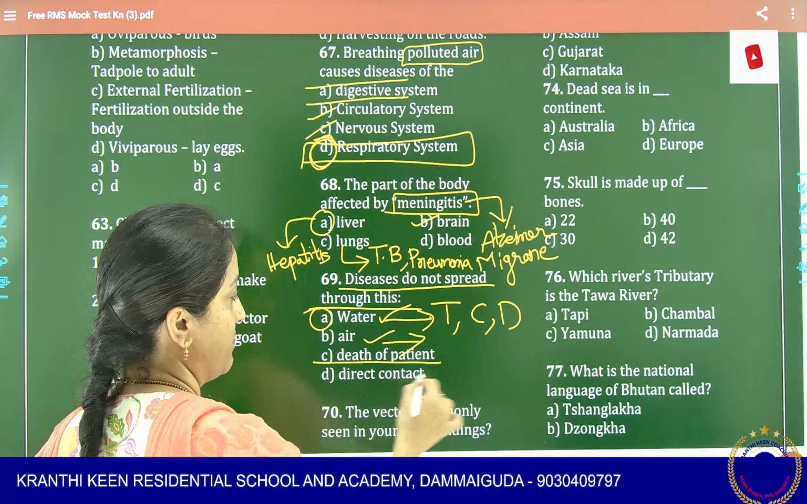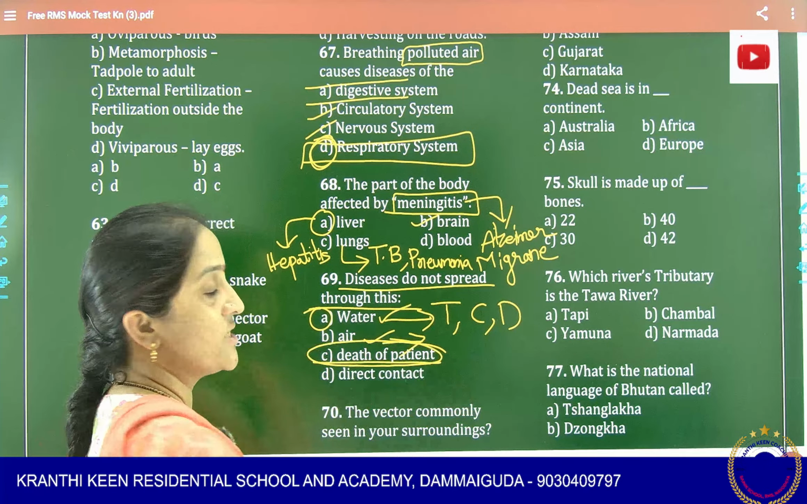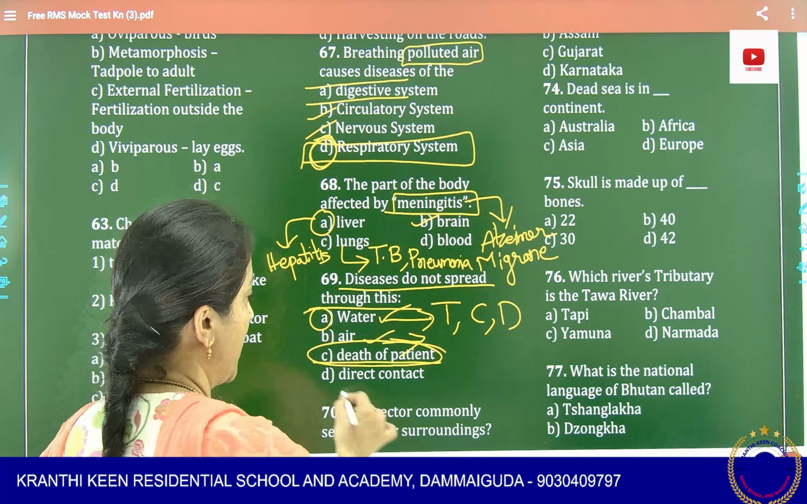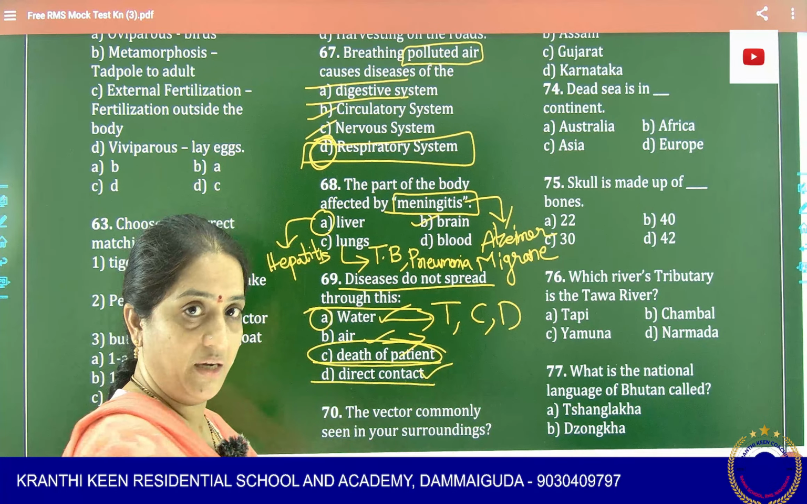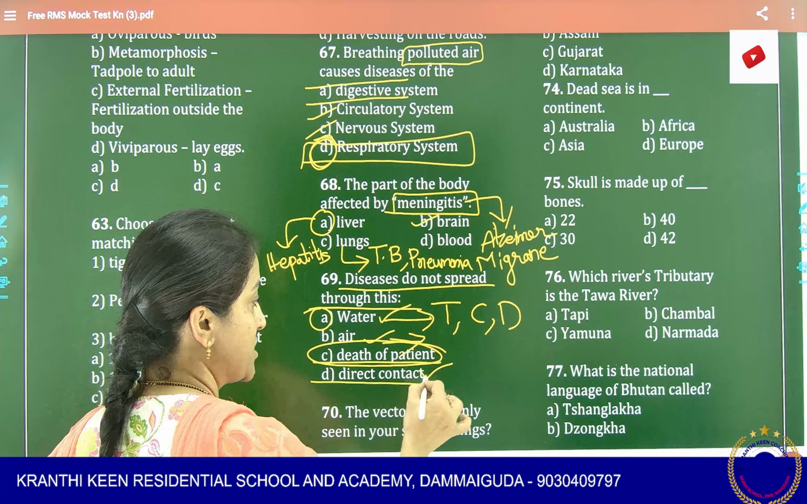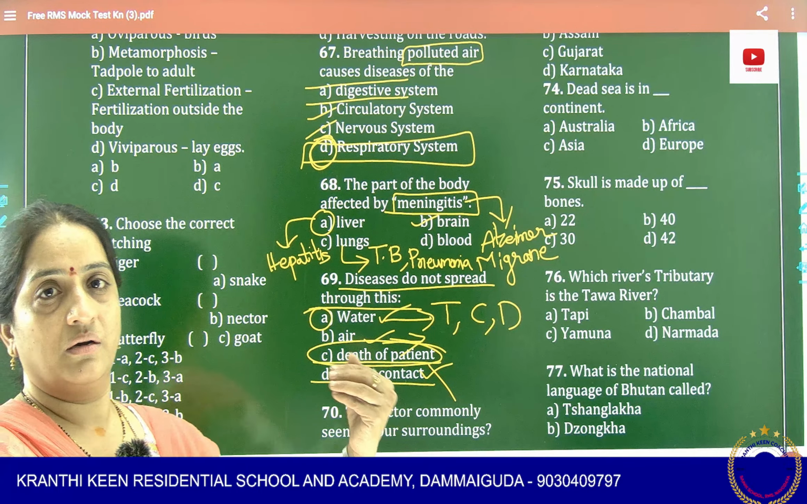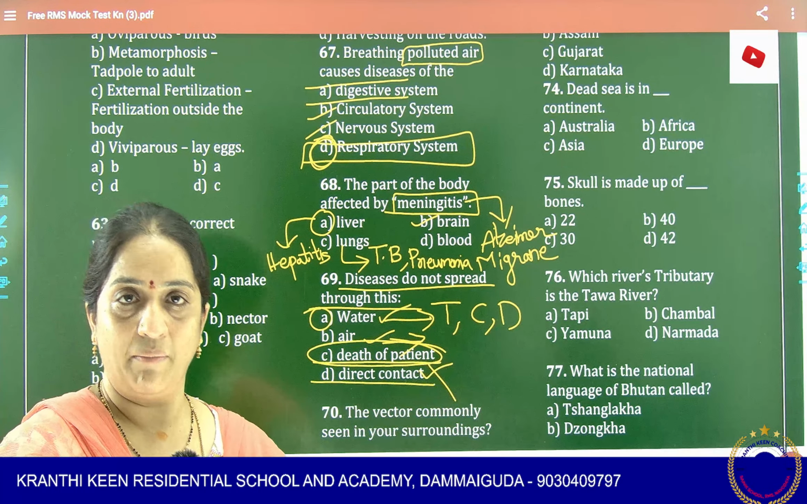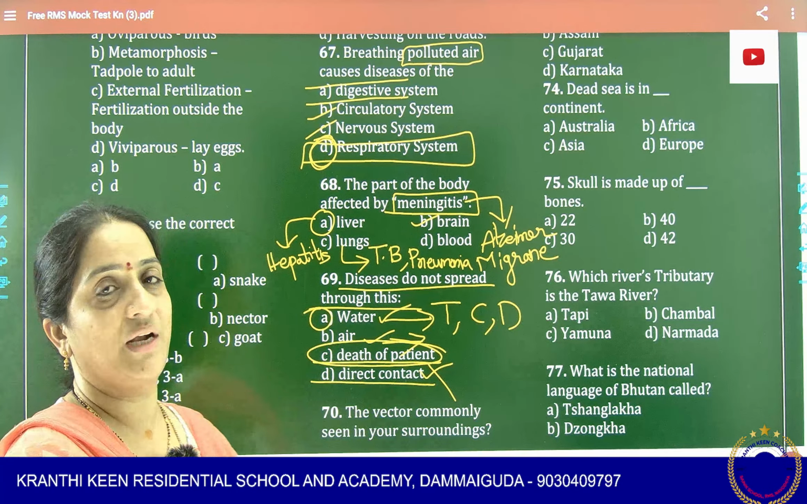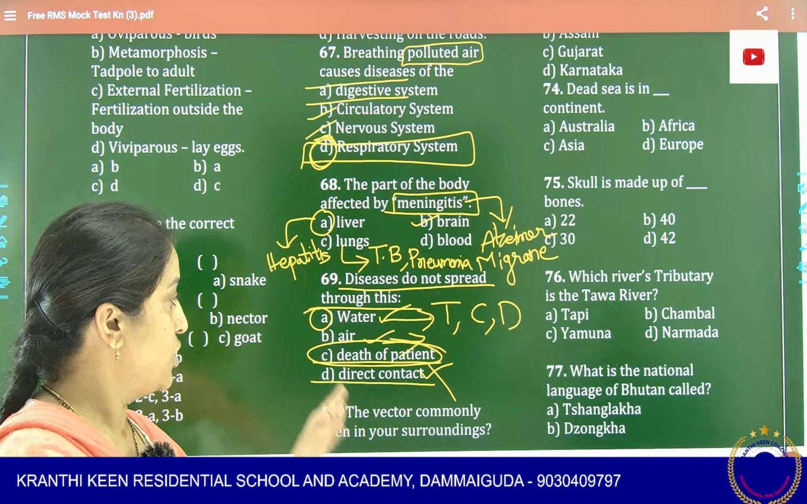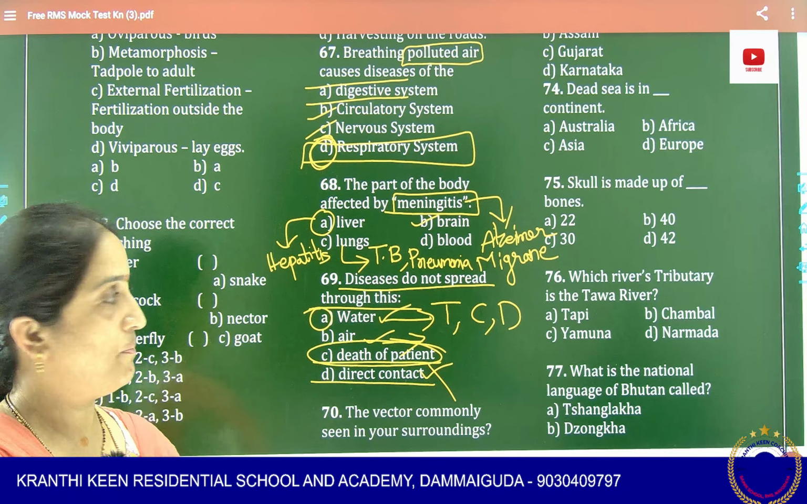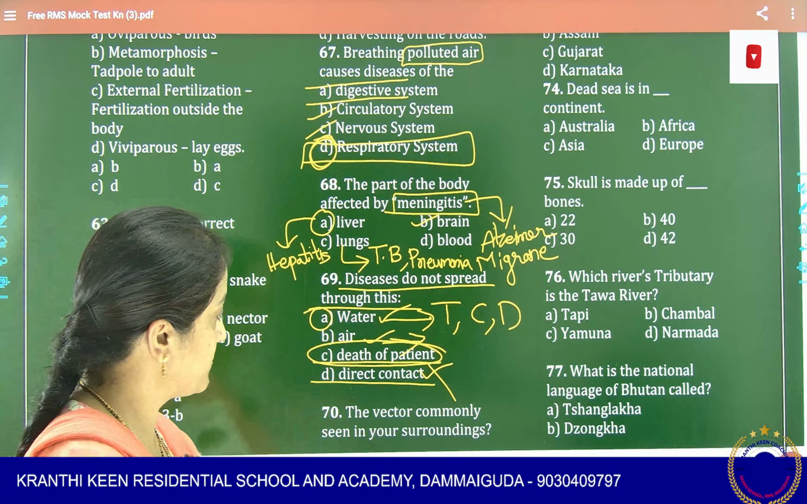Death of a patient, from the death of a patient, diseases will not spread. Okay, so direct contact, you will get diseases from the contact of a person. Okay, when a person is having any viral infection or any bacterial infection, there are chances of getting infections from them. So here the right answer is death of a patient. Next.